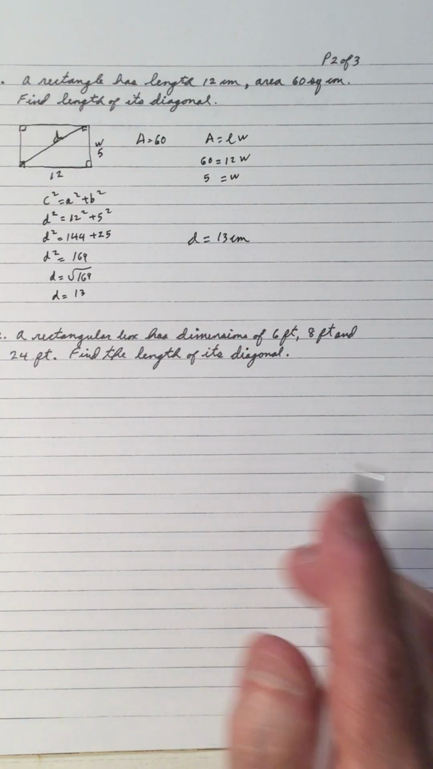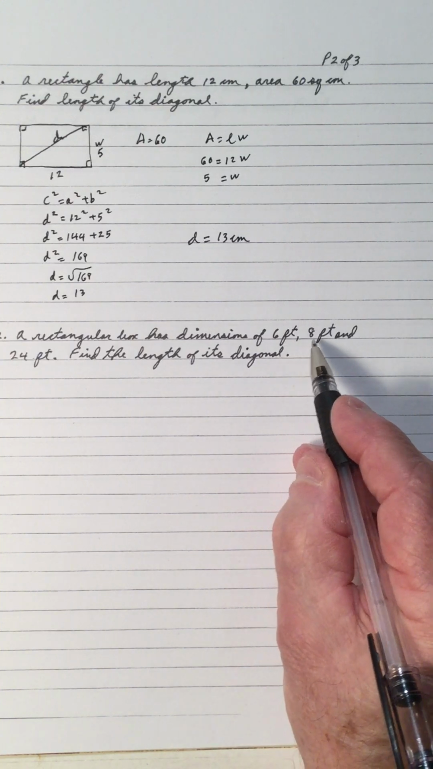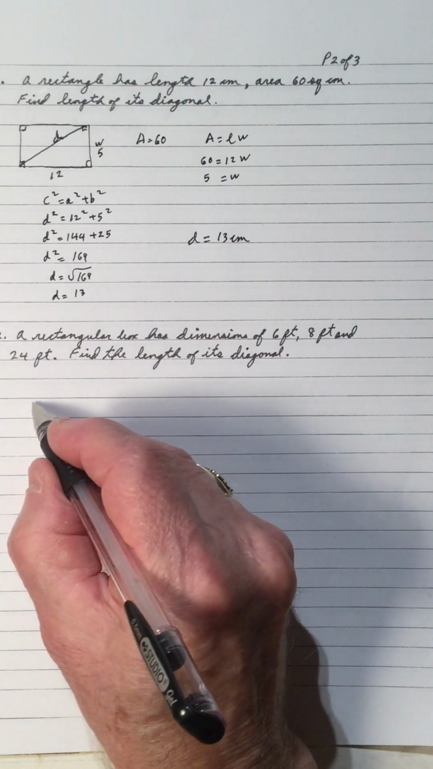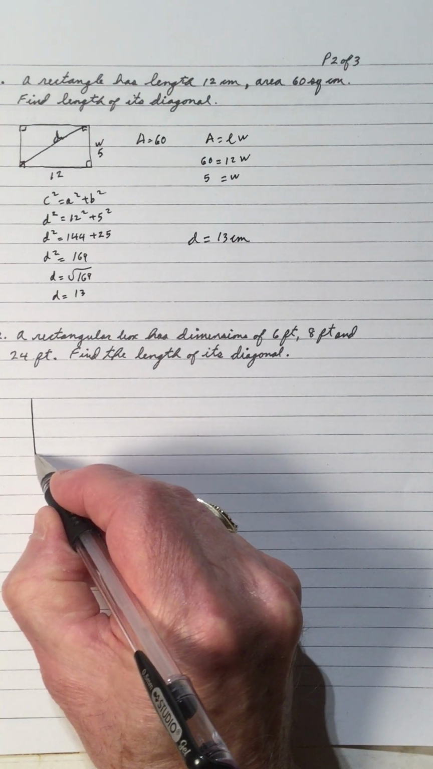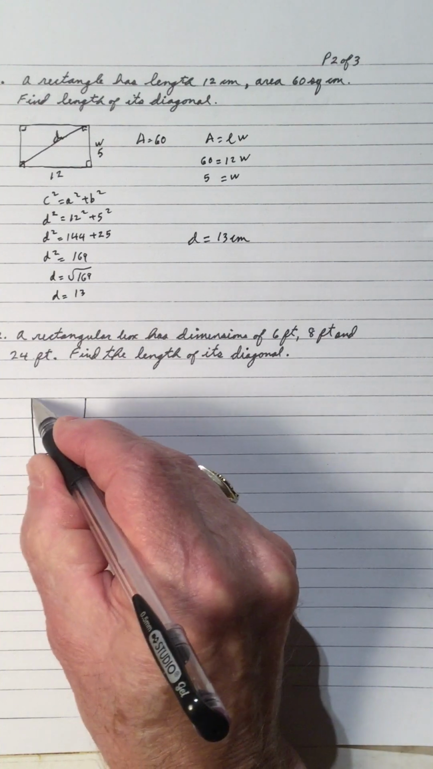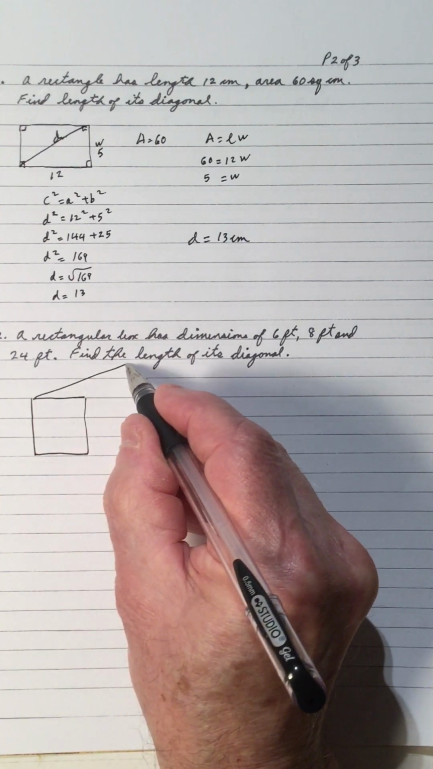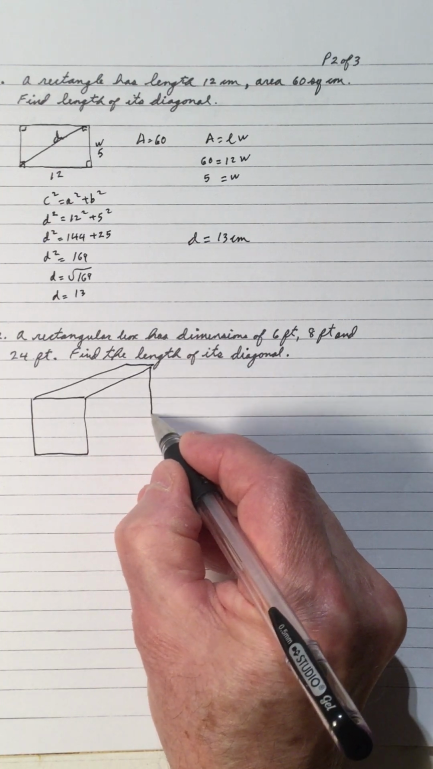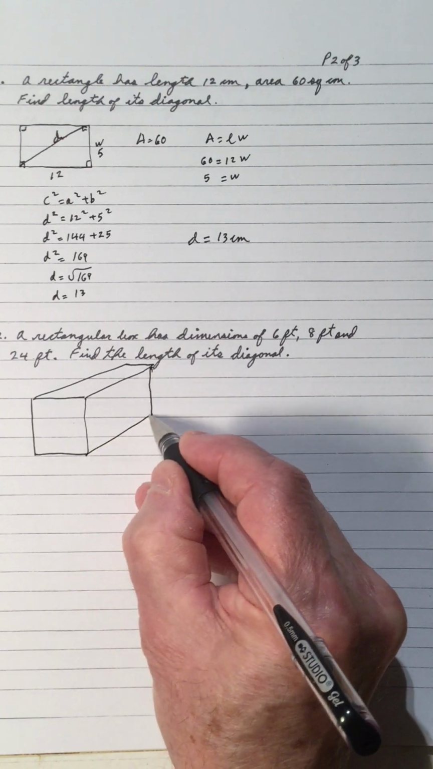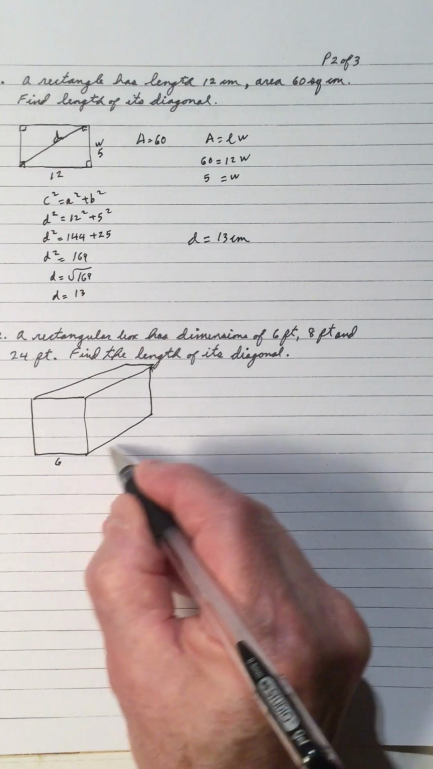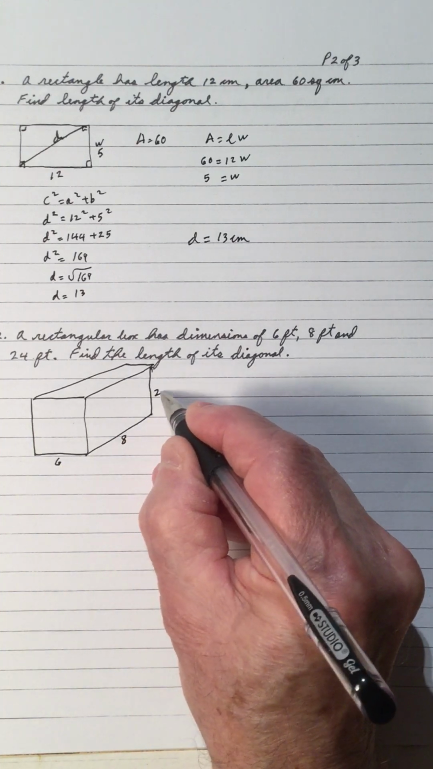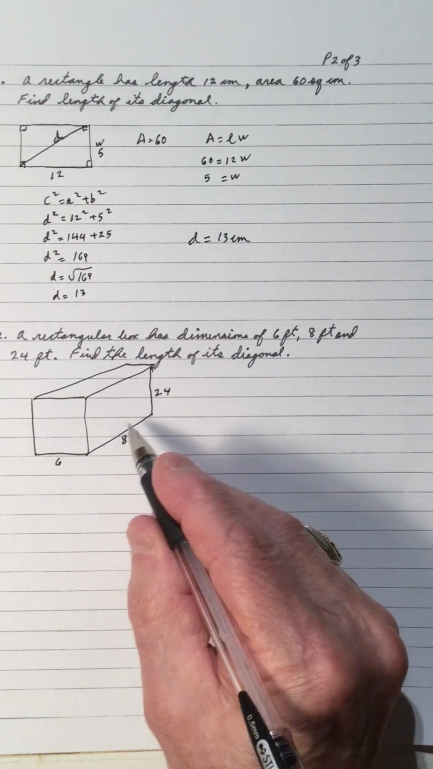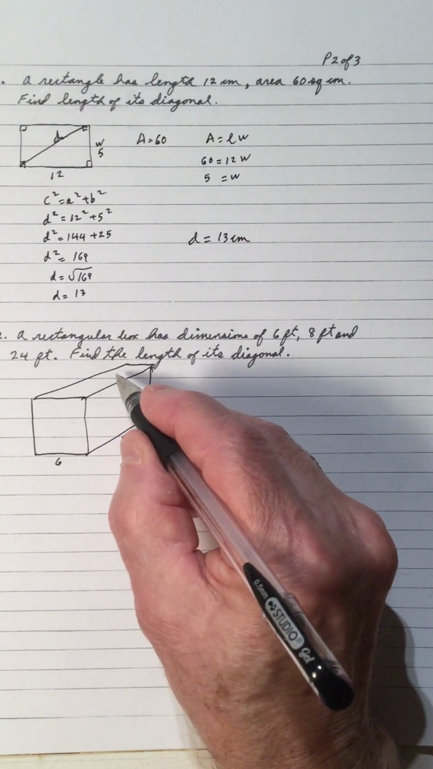Number 2. A rectangular box has dimensions of 6 feet, 8 feet, 24 feet. Find the length of its diagonal. So a rectangular box is like this. Let's draw the box like this. So there's a rough sketch of the rectangular box, and it's a 6 by 8 by 24. And it really doesn't make any difference where you put these, they'll all work out in the end.